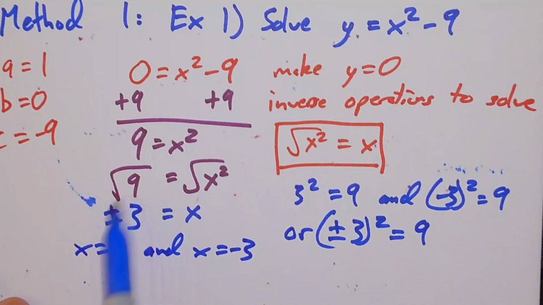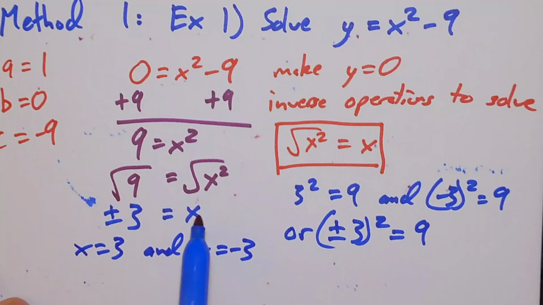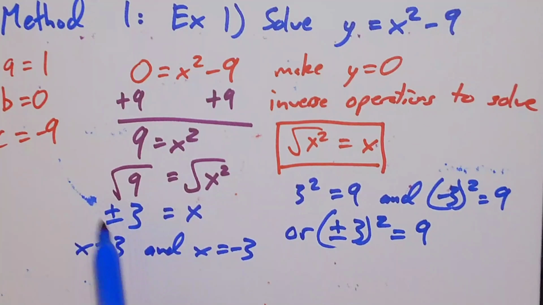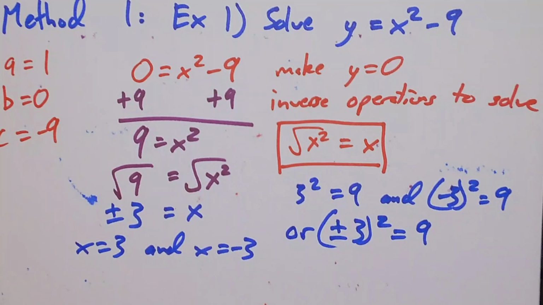You can say plus or minus 3 equals x, and I don't know the shortcut to type that, so if you have to type it, I don't know. But you can say x equals 3 and x equals negative 3. There probably is a way to type this, but off the top of my head, I don't know it, and we would have to Google it to find it. Okay?